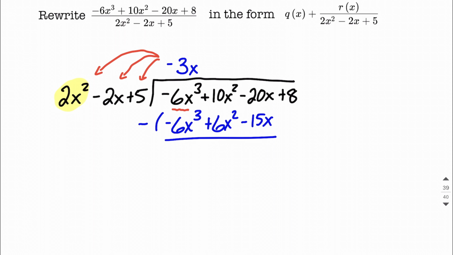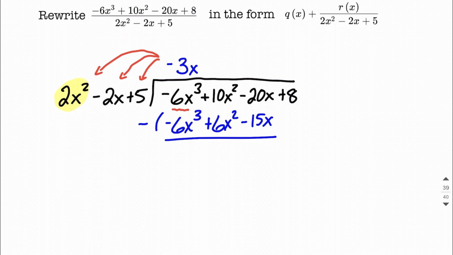As we look at this, we can identify up at the top our quotient, which corresponds with our q of x function. And down here at the bottom, we get the remainder, which corresponds with the r of x function. To rewrite this in the form q of x plus r of x divided by our divisor, we would simply write negative 3x plus 2, that's the quotient, plus negative x minus 2, that's the remainder, over 2x squared minus 2x plus 5.